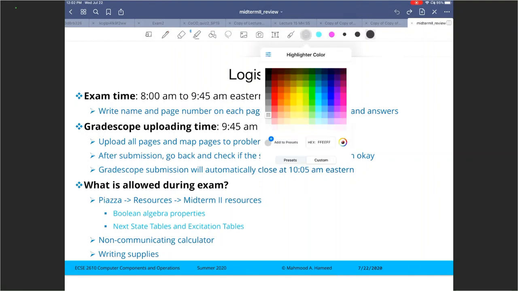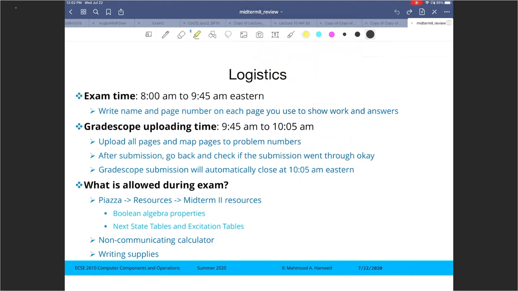I recommend that you use the last 20 minutes, 9:45 to 10:05, for uploading your papers. And more or less you're following the same sort of methodology. My recommendation will be that you answer one question per page, just so that while you upload, it'll be easier for you to map the pages to the problem numbers. You are required to show all your work.